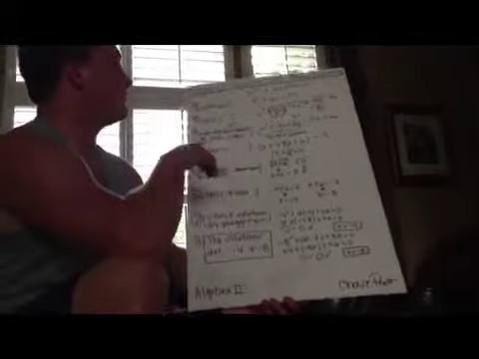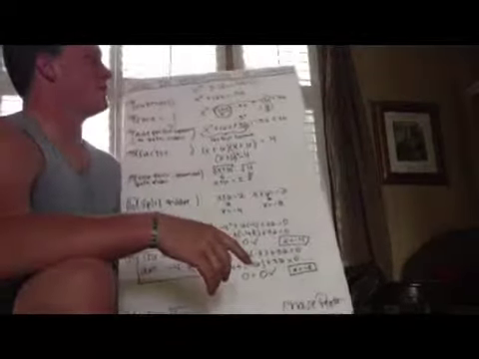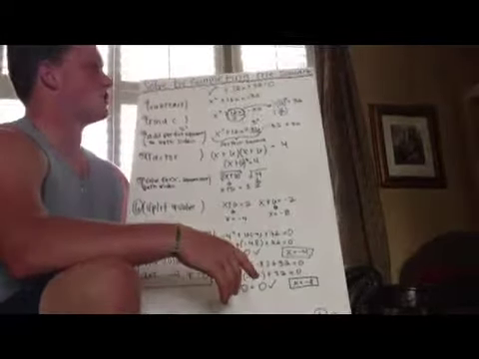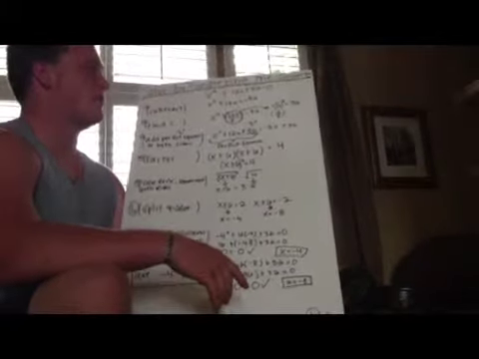I'll show you how to solve by completing the square. And here's our equation, x squared plus 12x plus 32 equals 0. First, you're going to want to subtract that 32 onto the other side of the equal sign. So you get x squared plus 12x equals negative 32.